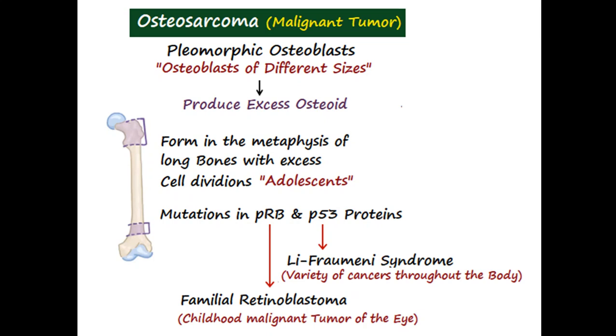The second gene, the P53 gene and P53 protein, is also seen in the Li-Fraumeni syndrome. And in this syndrome, a variety of cancers occur throughout the body, along with the osteosarcoma. So, osteosarcoma shares the P53 gene and P53 protein mutations with the Li-Fraumeni syndrome.